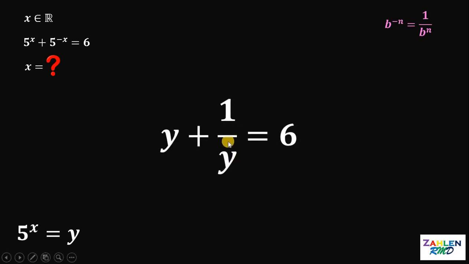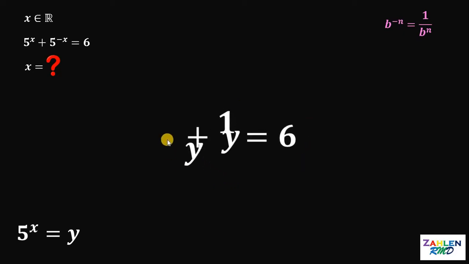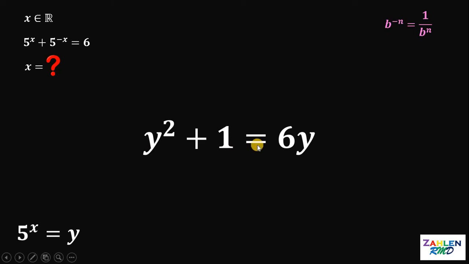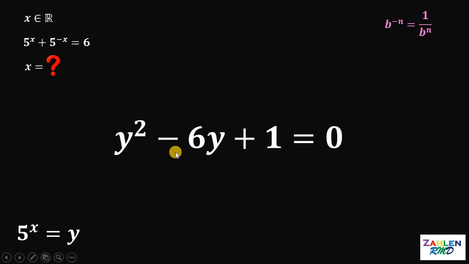Now, at this point, to clear the denominator, let's multiply the whole equation by y. If we do that, we get y squared plus 1 equals 6y. Now, equate this to 0, or simply subtract 6y on both sides. So we have y squared minus 6y plus 1 equals 0.